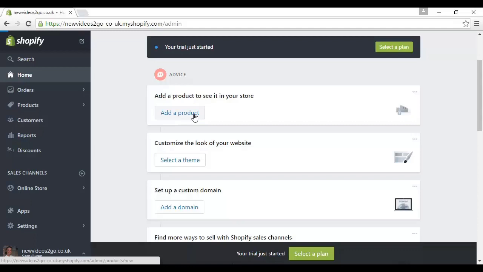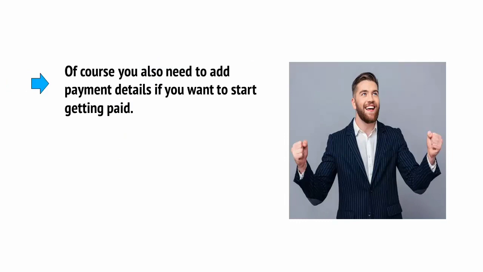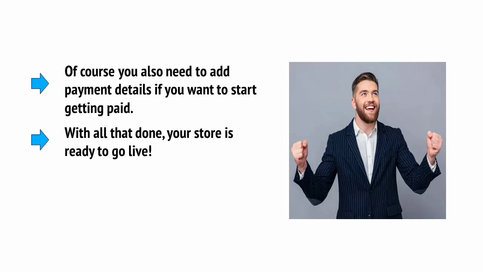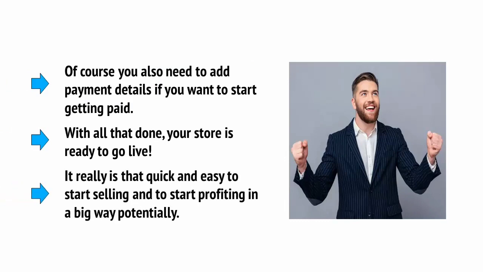You add a description and a longer description. You can give it a product type, vendor, etc. Then you want to add an image which you can upload from your computer. You want to make sure that it's a nice compelling image, something that's going to encourage people to actually make a purchase. Of course, you'll also need to add payment details if you want to start getting paid. With all that done, your store is ready to go live. It really is that quick and easy to start selling and to start profiting in a big way, well, potentially.